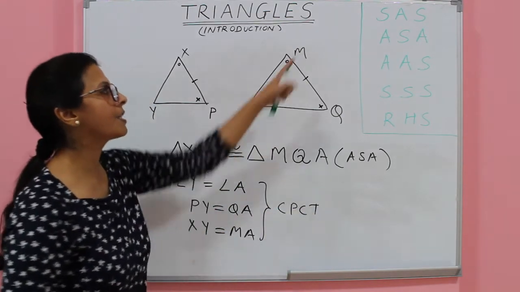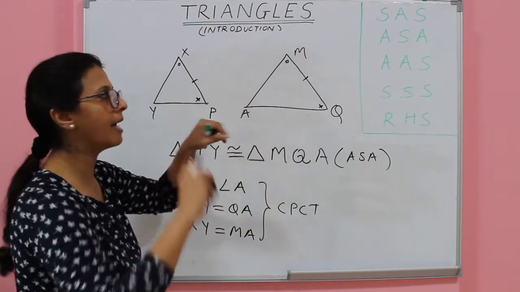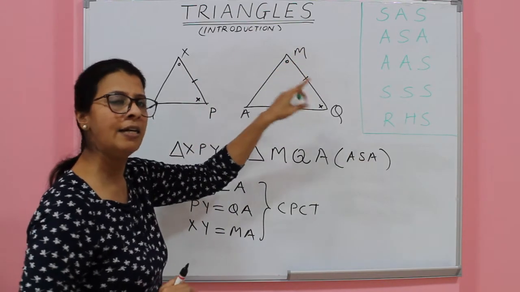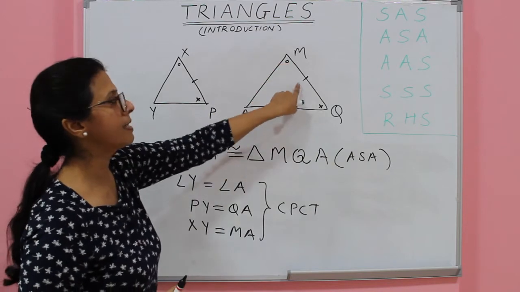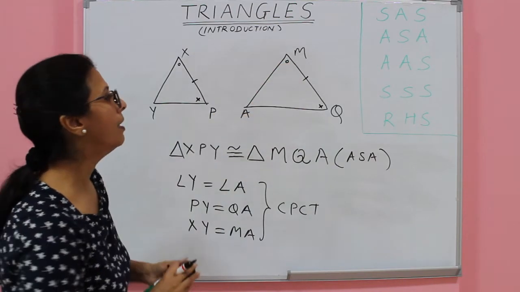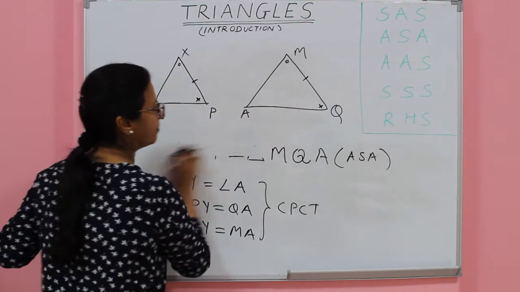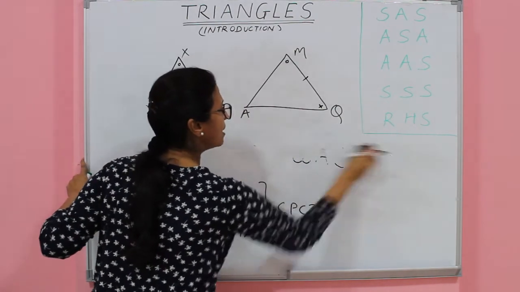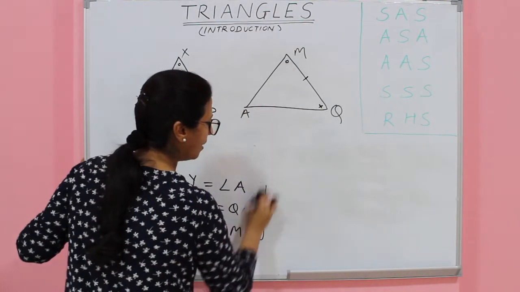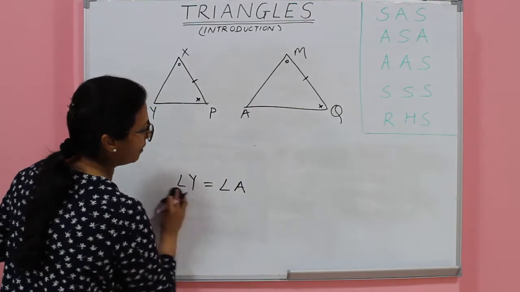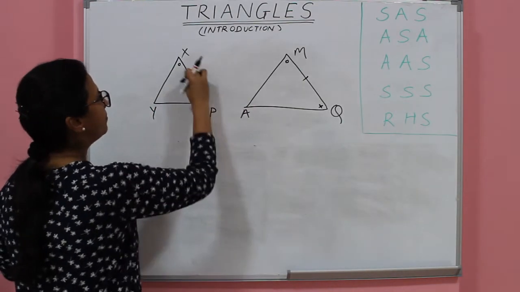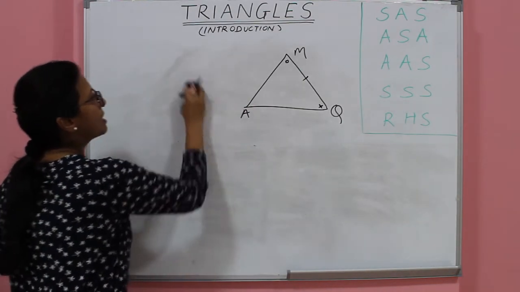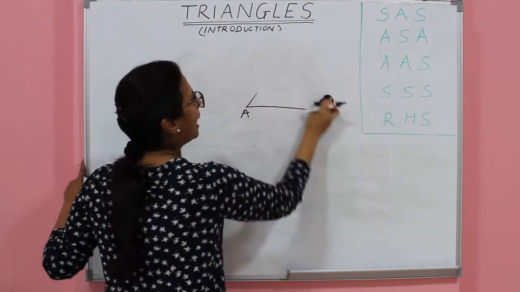Clear? So the first one was SAS, two sides and the included angle; the second one was ASA, two angles and the included side. Then the triangles are going to be congruent. Now the third one is AAS. AAS actually is not a congruency rule, but from AAS we can write it as ASA. We will see this.